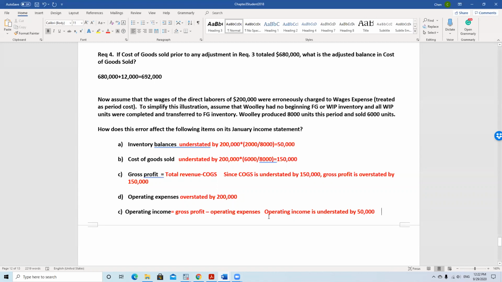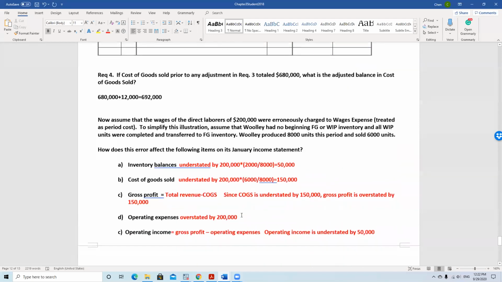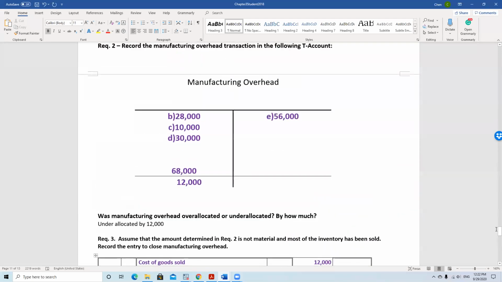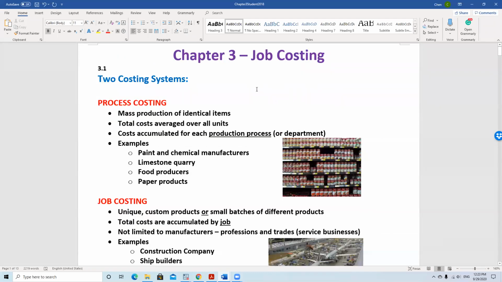Okay. So that is pretty much what I want to say about chapter 3 to help you understand how to allocate manufacturing overhead and how to do job costing. If you have any other questions, just feel free to come to our Neidermeyer Scholar or come to my office hour. I'll be happy to help.